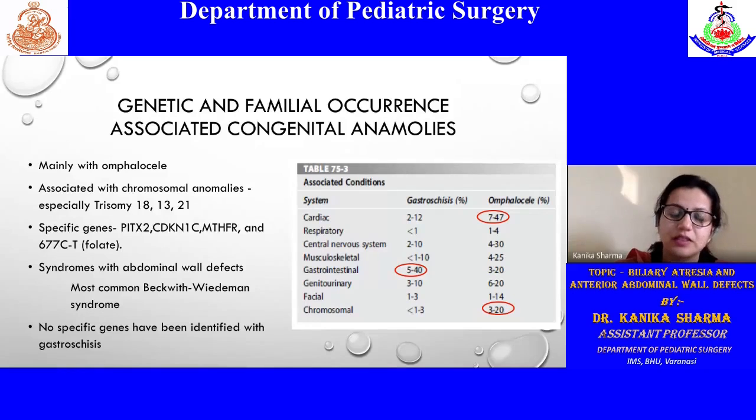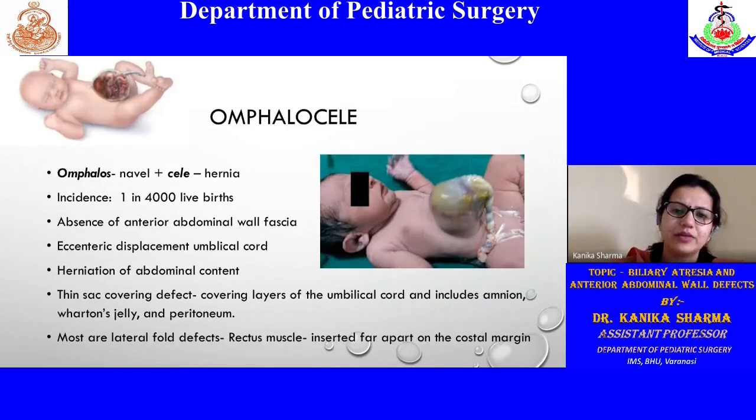There are specific genes which have defects. The associated syndrome is Beckwith-Wiedemann syndrome. The most commonly associated anomalies are also seen with the omphalocele, and most of them are cardiac and chromosomal anomalies. While gastroschisis has very few associated anomalies, and of those, the most common are gastrointestinal, where they may have associated atresias, volvulus, and malrotation.